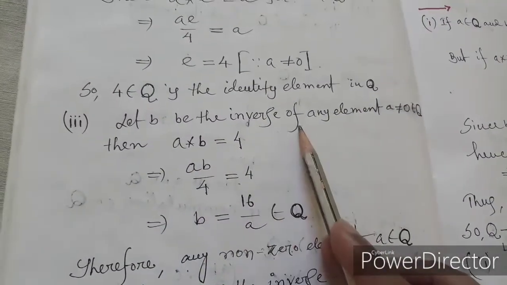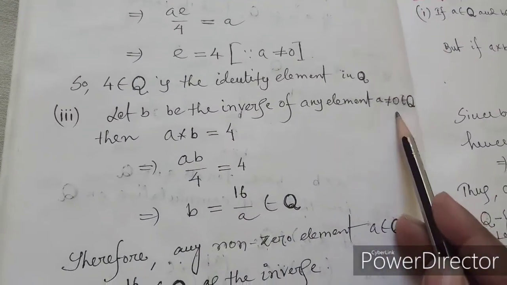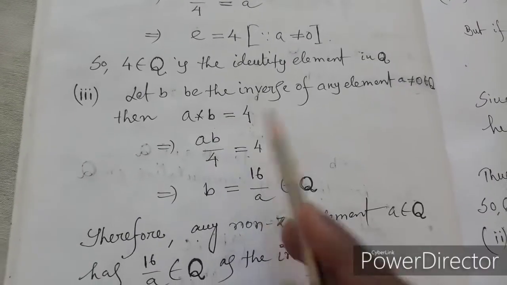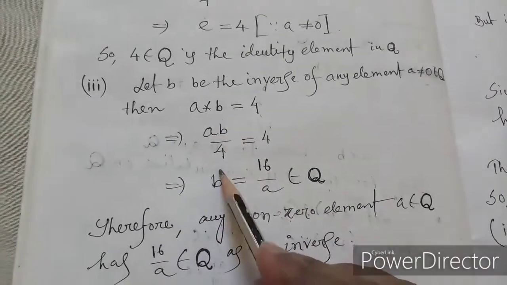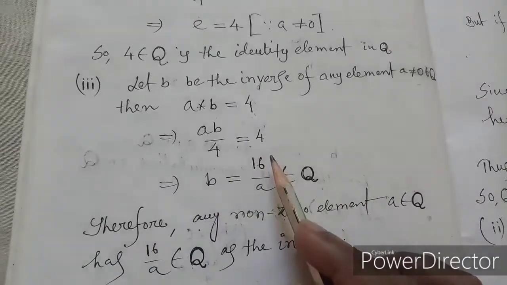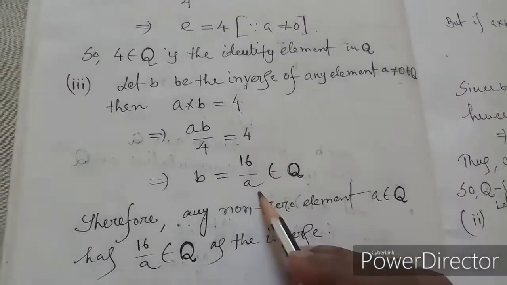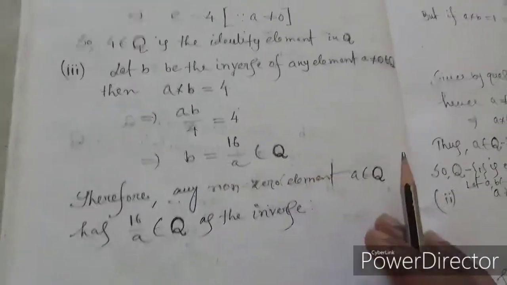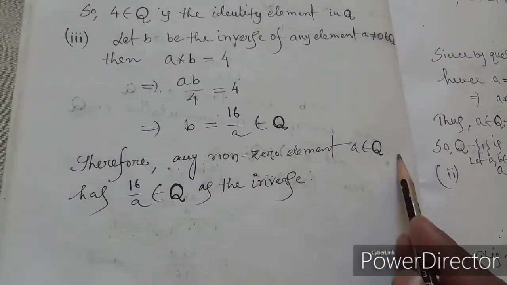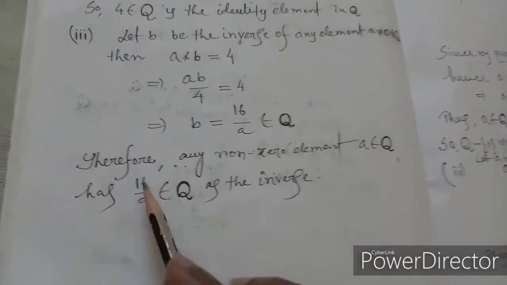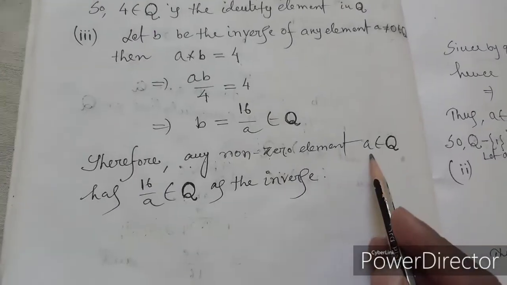And now for the inverse part. Let B be the inverse element of the element A, not equal to 0, belonging to Q. Then A star B equals 4, where 4 is the identity element according to the definition. Now A star B equals AB by 4, so B equals 16 by A. If A is a rational number, then 16 by A is obviously a rational number. So B is a rational number. Therefore any non-zero element A belonging to Q has 16 by A belonging to Q as the inverse. So 16 by A is the inverse element of the element A.